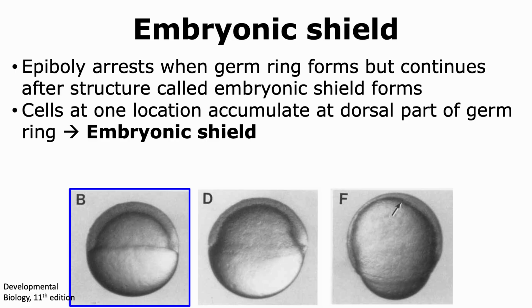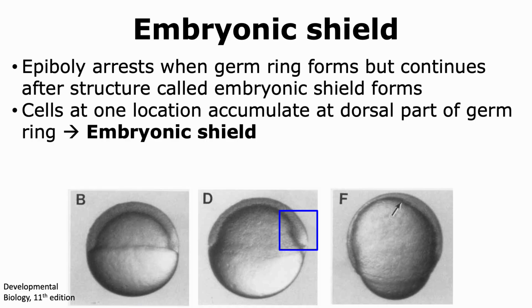So when we look at the figure in the blue box, we're looking at the embryo where the germ ring has formed, and hence there is an arrest in epiboly. In the next figure, that is where we can see the accumulation of cells in the dorsal part, and this is the embryonic shield.